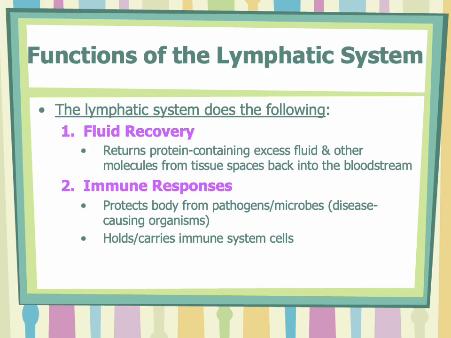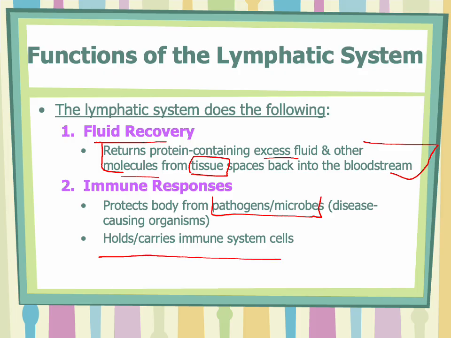All right, so what are the functions of the lymphatic system? The lymphatic system does the following. It does fluid recovery. The excess of fluid and molecules that are in our tissue or interstitium cannot linger there forever, so we need to recover that extra fluid. That fluid is rich in protein, so it recovers it via the lymphatic capillaries. It also carries immune cells, such as white cells, such as lymphocytes. So it protects our bodies from pathogens and microbes, such as viruses, fungi, or bacteria, right? And they carry the immune cells.